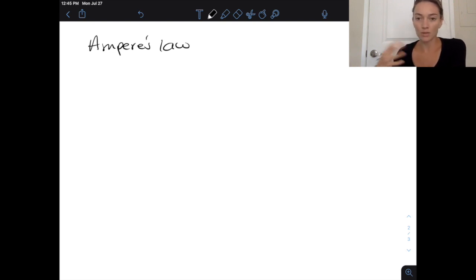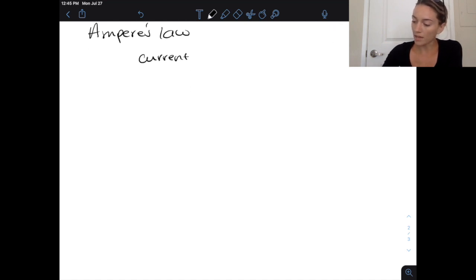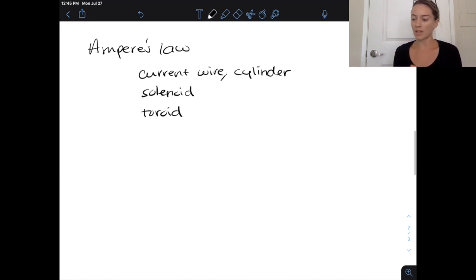So the only times you really need to use Ampere's law are for a current wire or a cylinder, a solenoid, or a toroid. Just like with Gauss's law, where we had spherical, cylindrical, or plane symmetry, with Ampere's law we have the same thing: the current wire or a cylinder, a solenoid, and a toroid. So make sure you know how to use Ampere's law for those three scenarios to find the magnetic field.